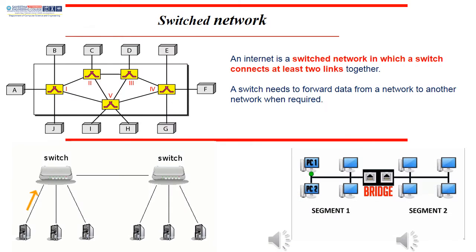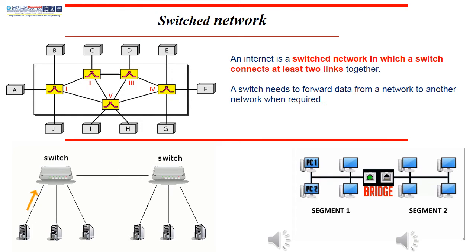Now coming to the switched network. An internet is a switched network in which a switch connects at least two links together. A switch needs to forward data from a network to another network when required. In this picture, we can see alphabets from A to G being connected through the different switches 1 to 5. Individual systems or terminals will be connected by means of switches.